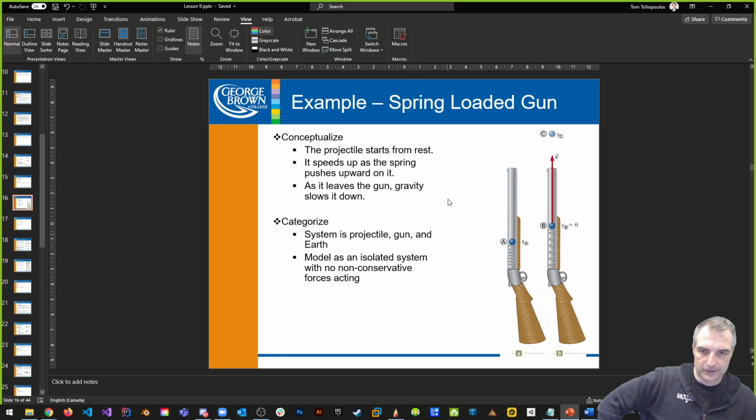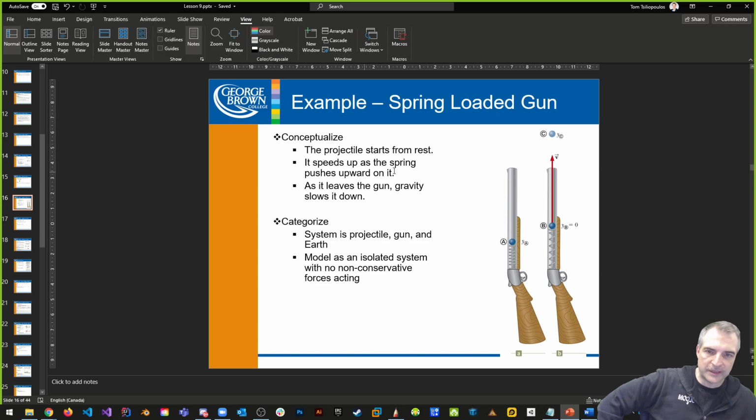So again, let's conceptualize this. The projectile starts from rest. And again, if you're holding the rifle straight up, which is not a great idea, or a cannon, whatever you do, it's going to go up and then come right back down at your head, right? So that's why we don't fire rifles or any kind of projectile system straight up, because it's going to come straight back down, okay?